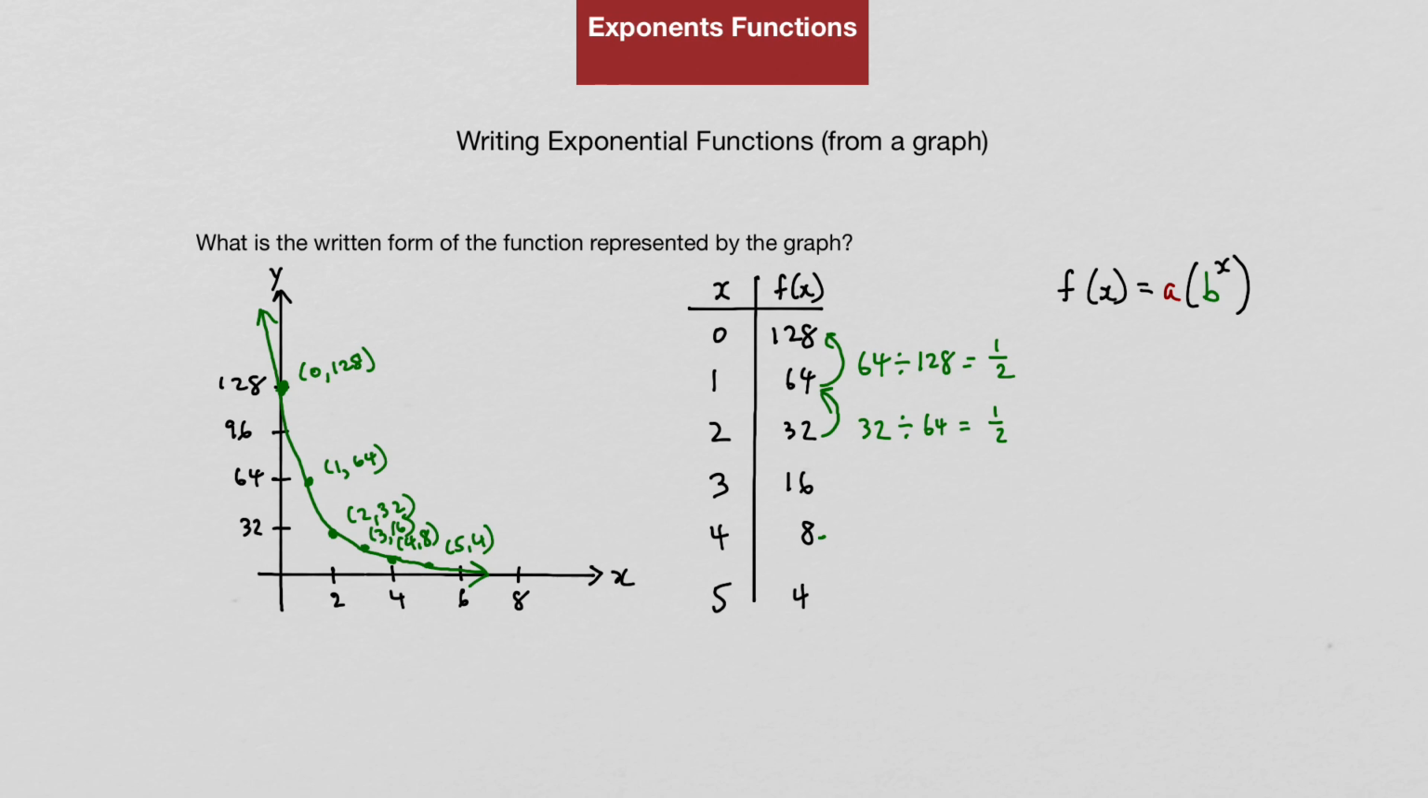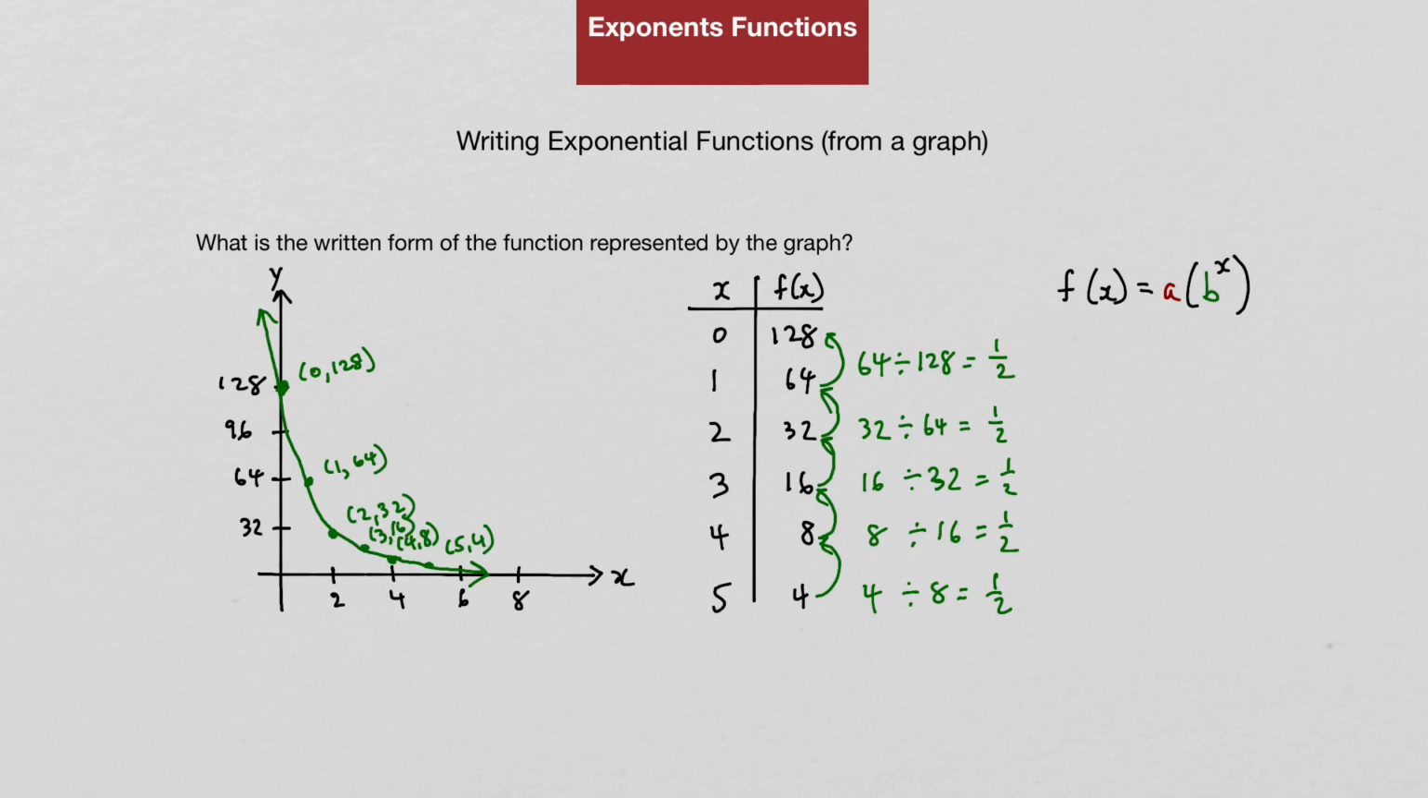Now we can continue that ratio. Take the fourth value and divide that into the third. And so 16 divided by 32 is equal to 1/2. And you'll see that all the other ratios end up being 1/2. Okay, so this confirms for us that this is an exponential function. And so we know now that our b value is equivalent to 1/2.